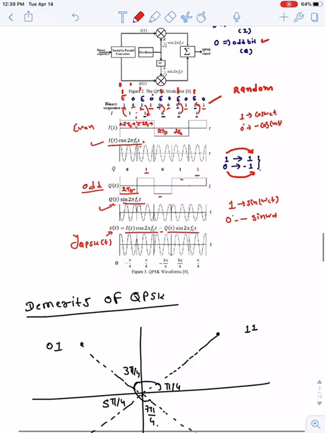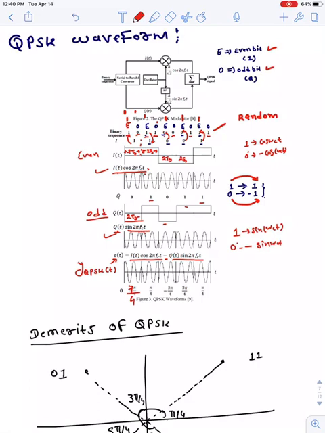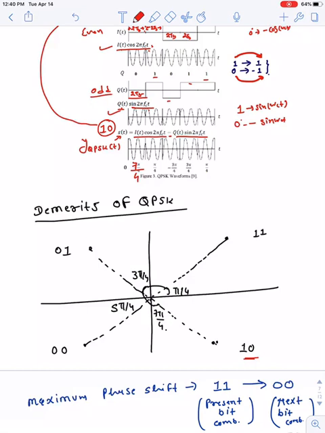So we can observe the four phases. There is nothing like a minus pi by 4; this minus pi by 4 is basically assumed as 7 pi by 4. So here we are getting the 7 pi by 4 phase shift for which combination? This combination of the odd bit, if you separate this here, is 1 and 0. So for 1 and 0, we have this 7 pi by 4 phase shift. Now we go for a pi by 4 phase shift.